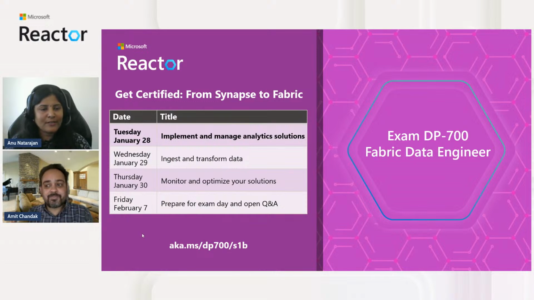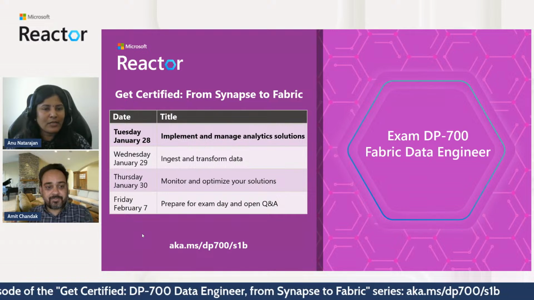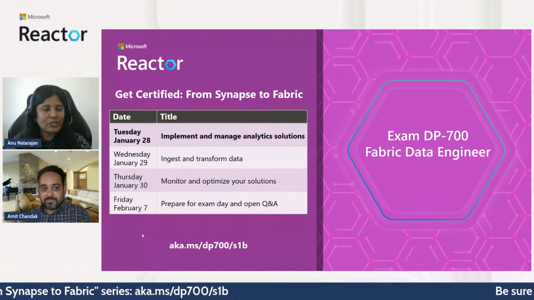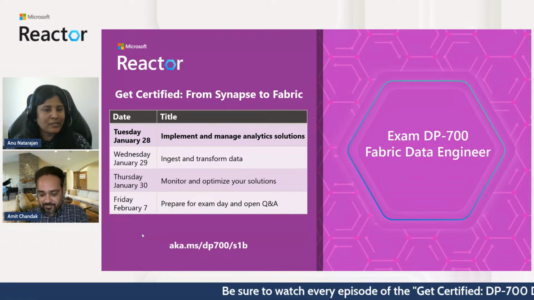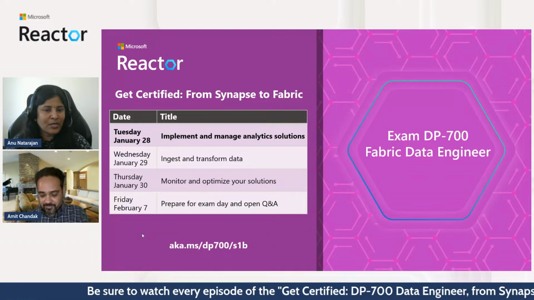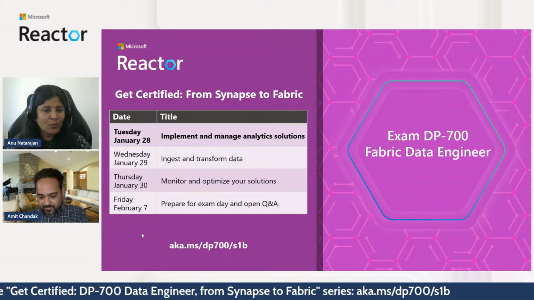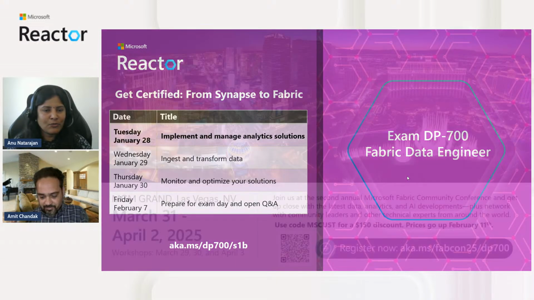So what are we going to look at? As I said, this is going to be the first episode in this whole series. We are going to talk about implementing and managing analytics solutions, which is part of the DP-700 Fabric Data Engineer certification. Tomorrow we have another session on ingest and transform data. Then on Thursday, we have monitor and optimize your solutions. And the last topic, on 7th of February, is an exam day and also an open Q&A session, where we will talk about how to prepare for the exam day and get ready for your DP-700 certification.